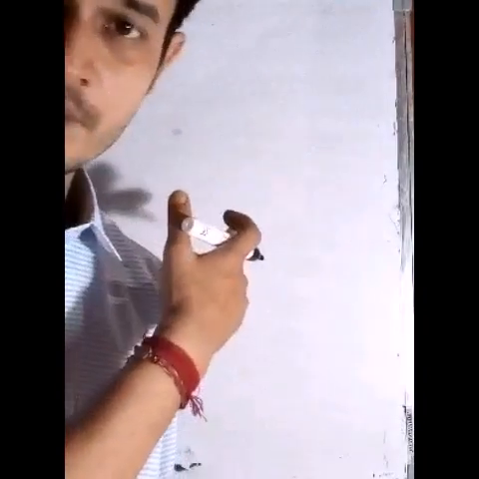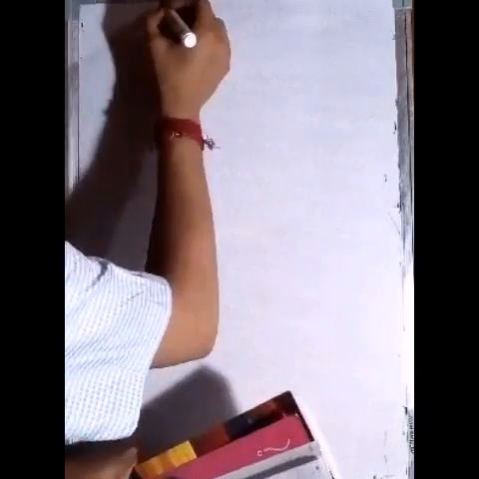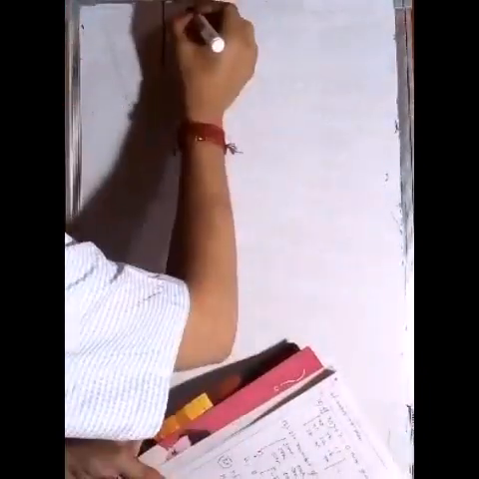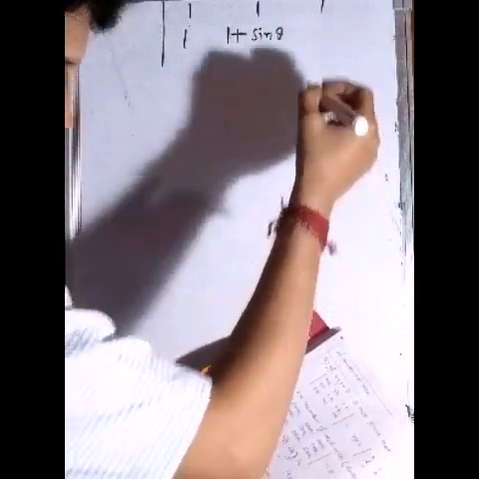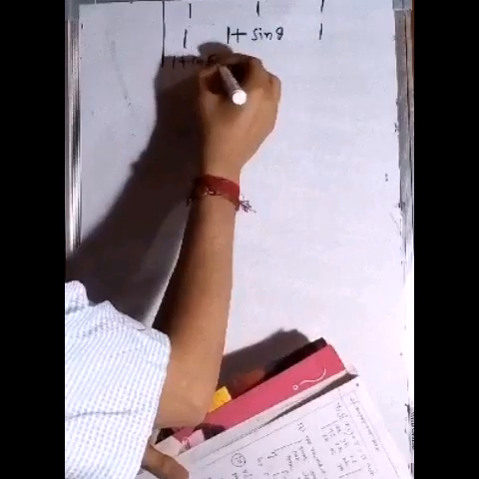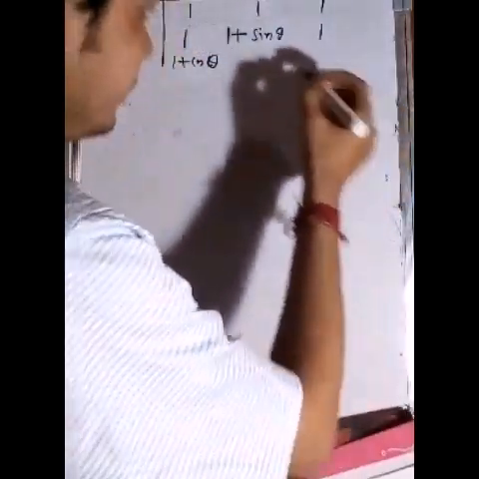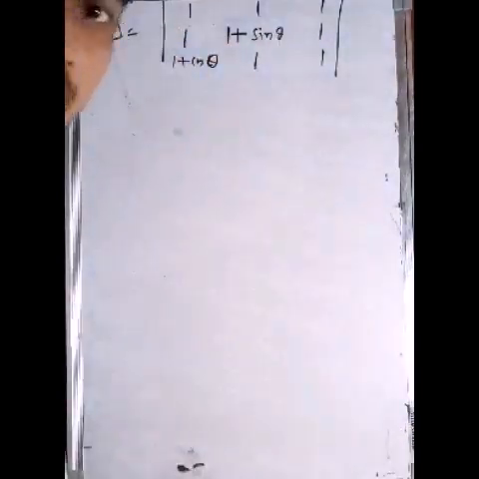So in the next video we have: find the maximum value of a determinant. Those who are writing can write: find the maximum value of the determinant. I will write the determinant on the board. The determinant is 1, 1, 1; 1, 1 plus sine theta, 1; then 1, 1, 1 plus cos theta. You have to find delta equals this determinant, and find the max of delta.